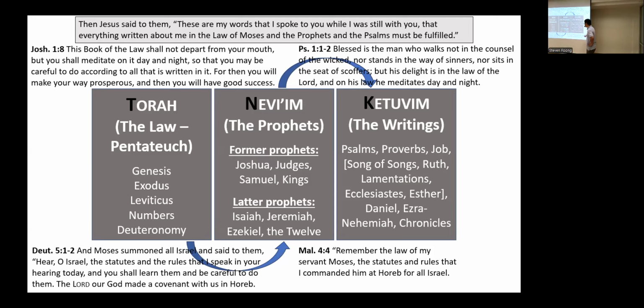Here is the end of the Twelve, the end of the Twelve, Malachi 4 verse 4. Remember the law of my servant Moses. Obviously, there will be Deuteronomy, the statutes and rules that I commanded him at Horeb for all Israel. All right. So it turns out Malachi chapter 4 verse 4 wasn't written by Malachi, it was written by the compilers.